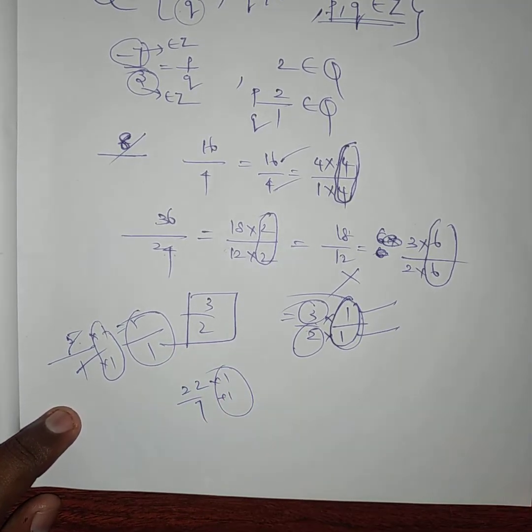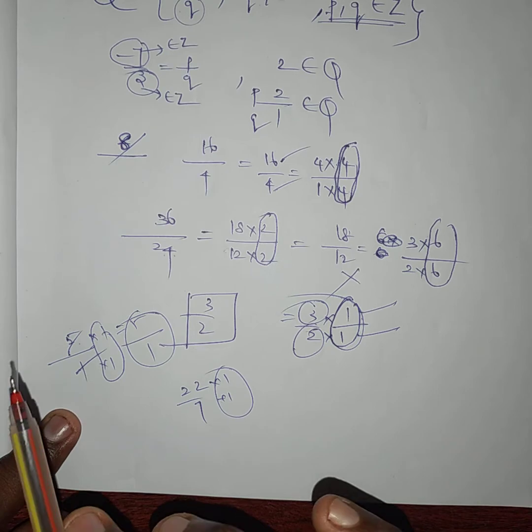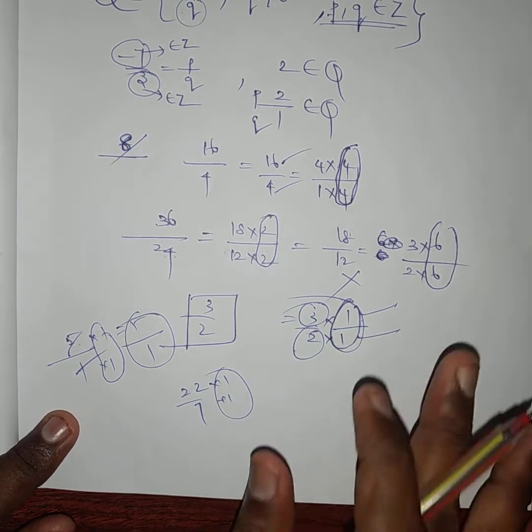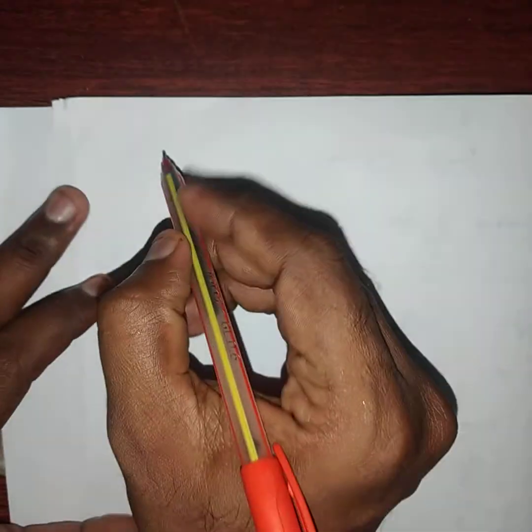The numbers which have common factor 1 are called rational numbers and should be indicated by p by q. This is the main thing. The rational numbers should have common factor as 1. So this is called rational numbers. So Q can be denoted as rational numbers.